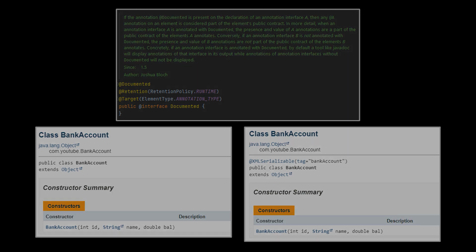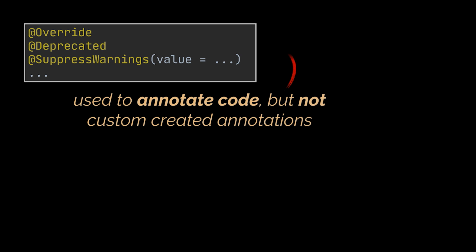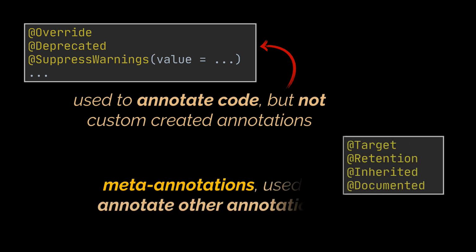Okay, other than that, what Java offers are the simple annotations we are used to, like @override, @deprecated, or @suppress warnings. With these, we can annotate only our code. We can't use those to create custom annotations. Finally, I've already mentioned it, but the annotations we're discussing, @target, @retention, @inherited, or @documented, are meta annotations, and they're designed to annotate other annotations.